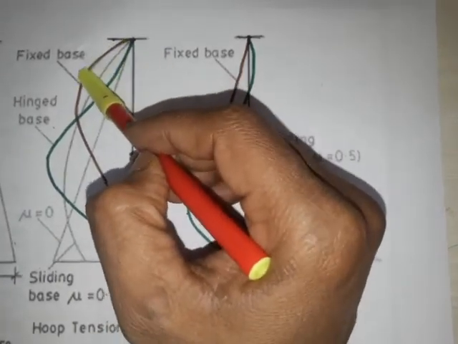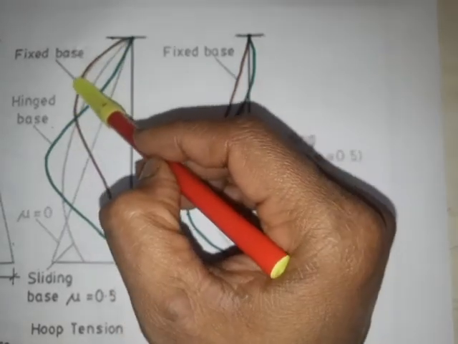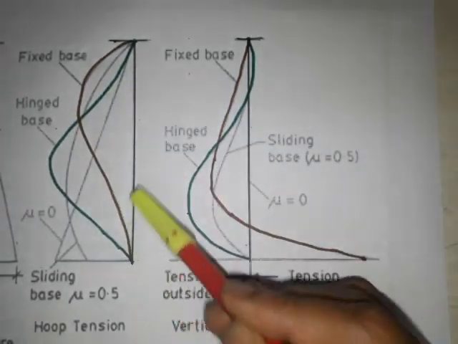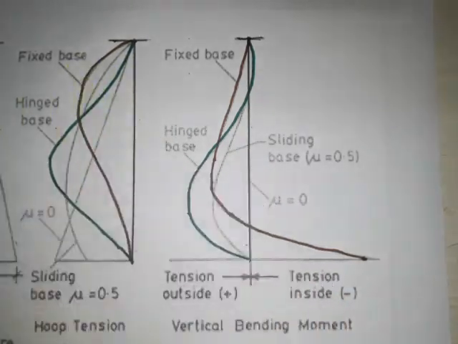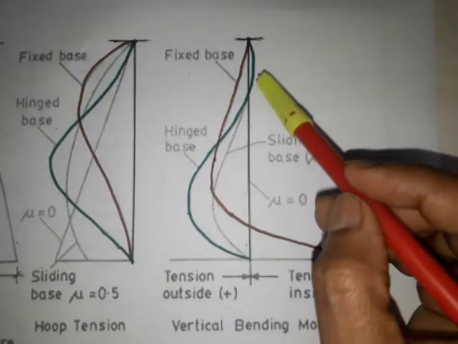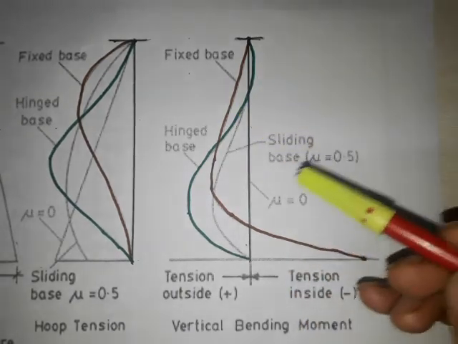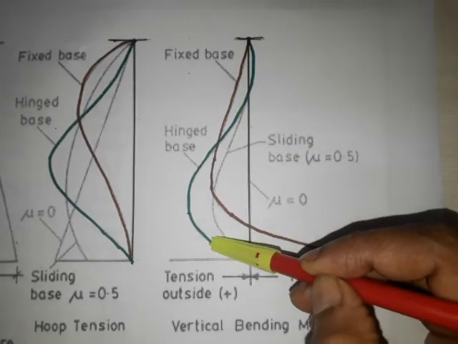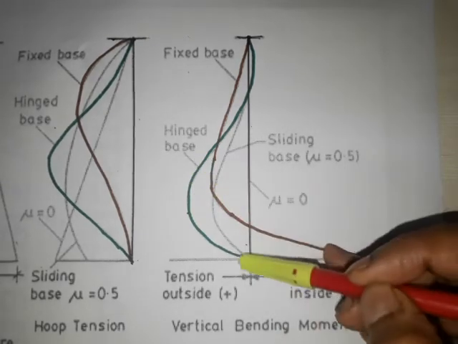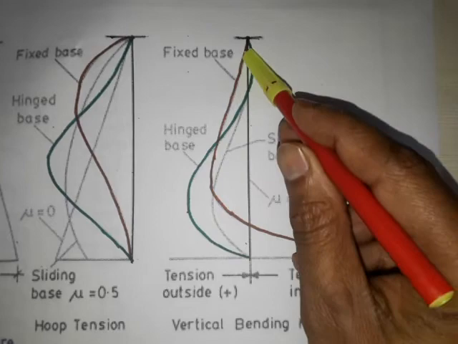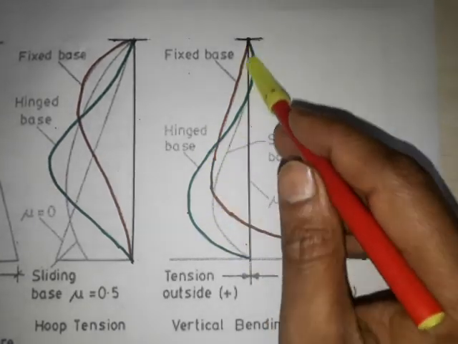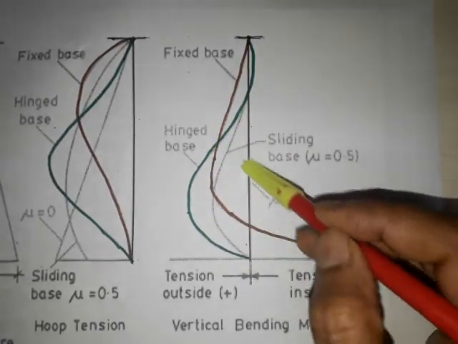So you can see the shape of the deflection or the hoop stress. Here we have the maximum stress or the deflection. And regarding the bending, this is for flexible base. Where is the maximum? Here, because if it behaves as a cantilever, then we get the maximum near the support.